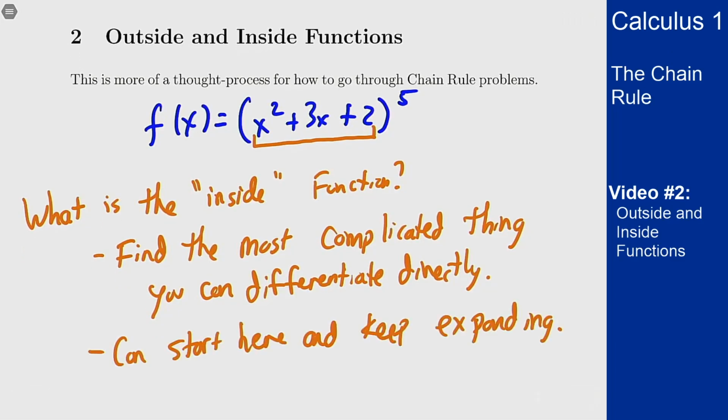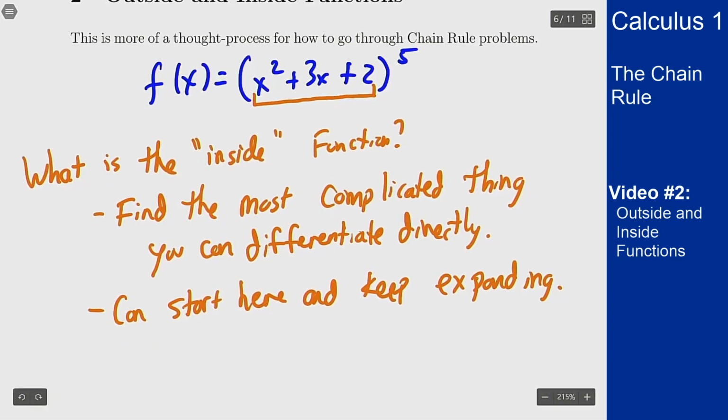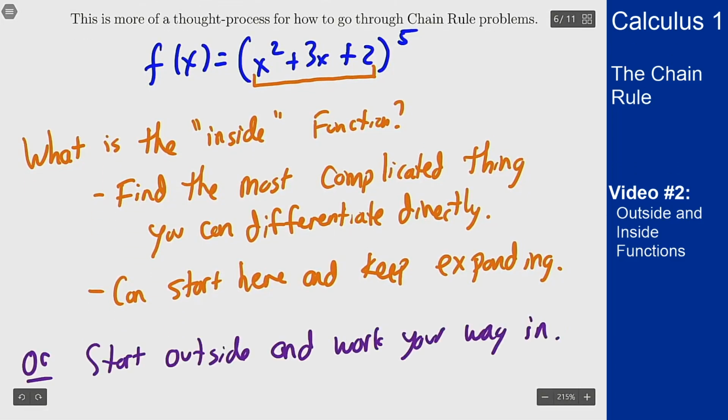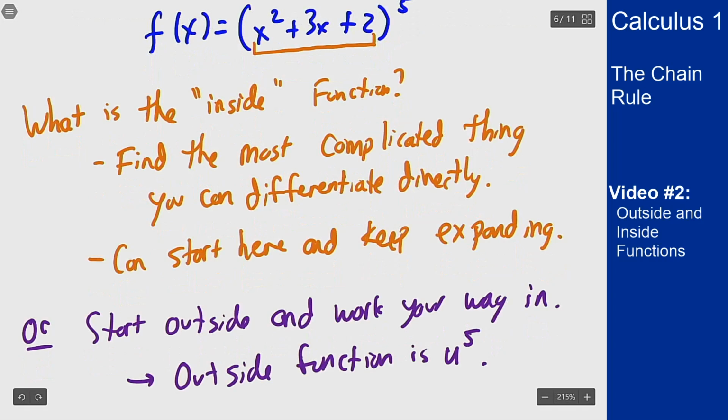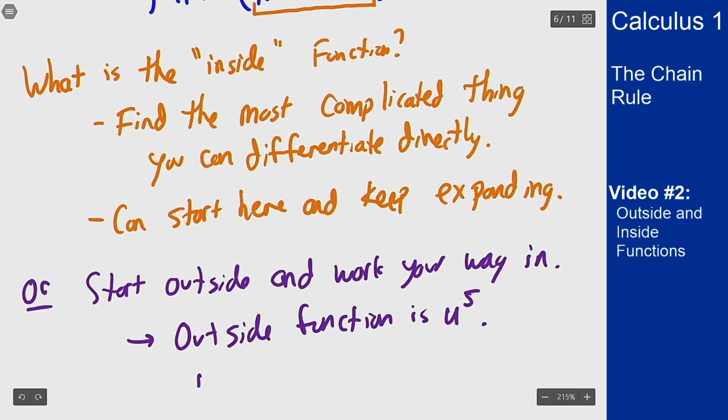Another approach, and when I'm solving this, you do some combination of the two of these, is to start from the outside and work your way in. So this process would say, I see something, something, something to the fifth, so I'm going to start with my outside function being u to the fifth. Well, what is u? In this case, u ends up being x squared plus 3x plus 2, and that I can differentiate simply, so then I'm done to compile the chain rule directly here.